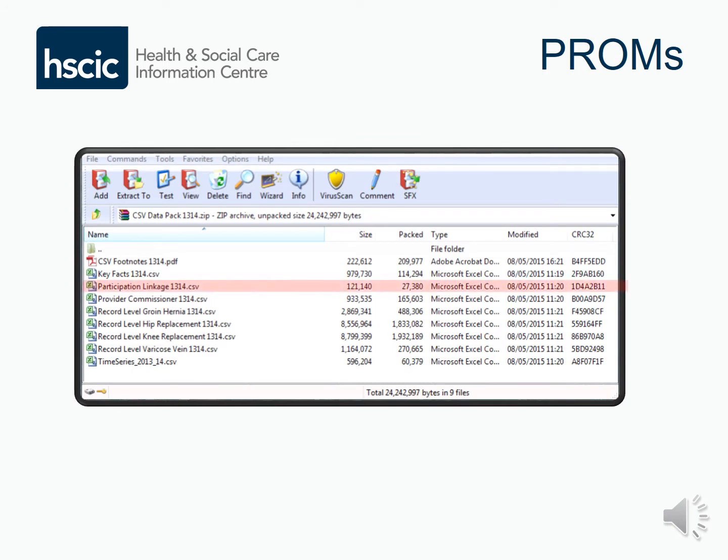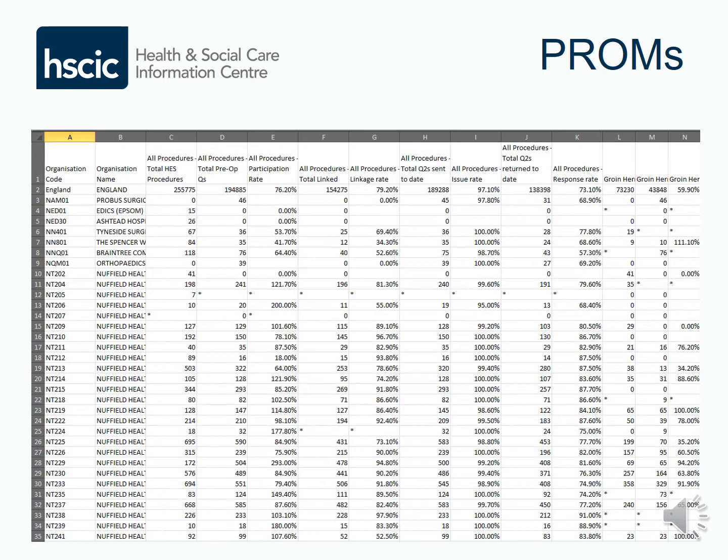The participation linkage file shows the following information for each procedure as well as for all procedures. Total HES procedures is the number of hospital procedures carried out within the trust. Total pre-op queues is a count of all the preoperative questionnaires given to patients before the procedure that have been completed and sent to the HSCIC.